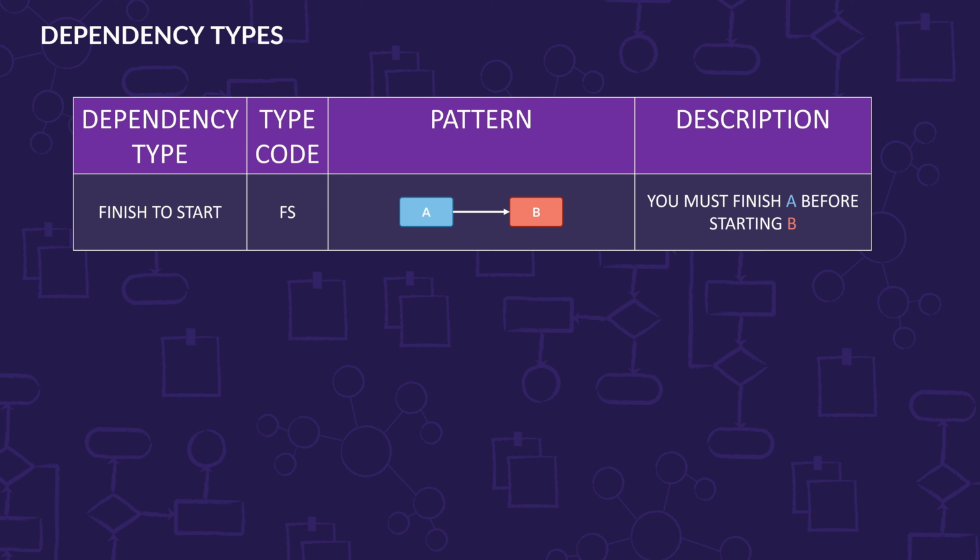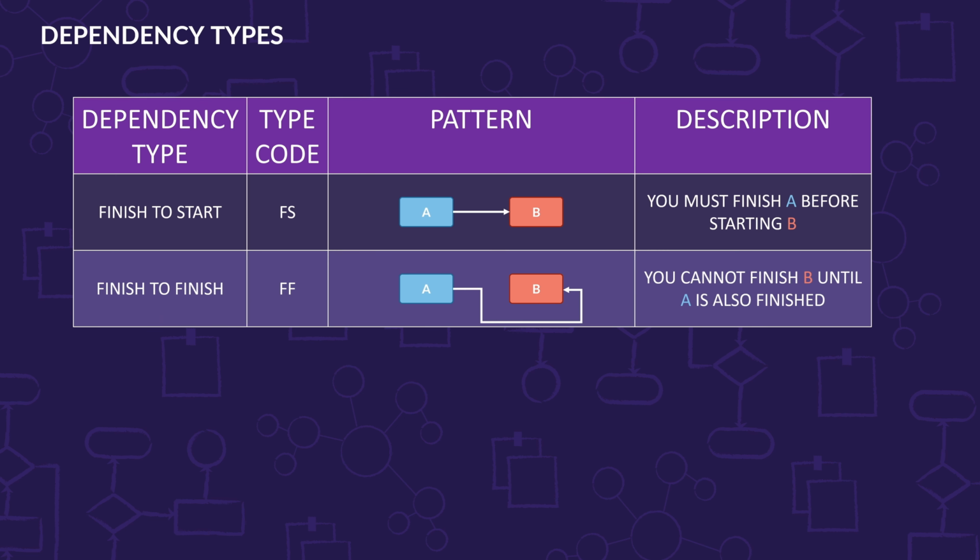So the most common is what we call finish to start. So I can't start B until I finish A. Okay? So this is what's called finish to start, as I said, and the code that we use for that is FS, finish to start. There's also what's called finish to finish, which we showed in the previous examples where I could finish the website at the same time as I finish the content. So finish to finish uses the short code FF, and it basically means you can't finish B until A is also finished.